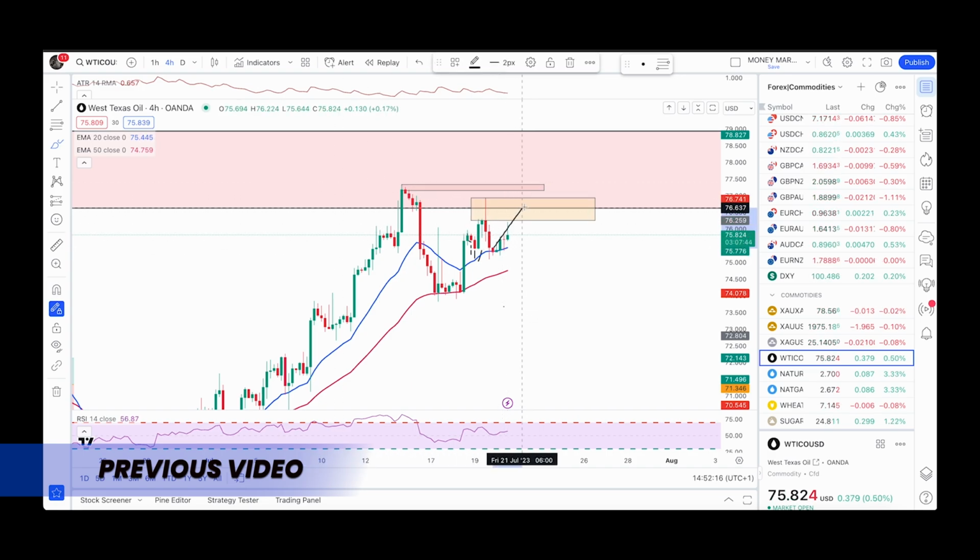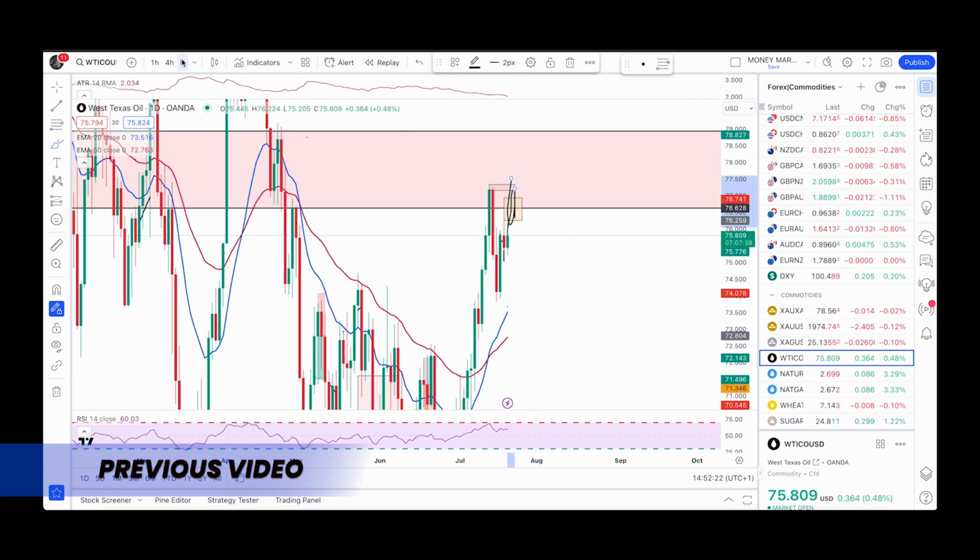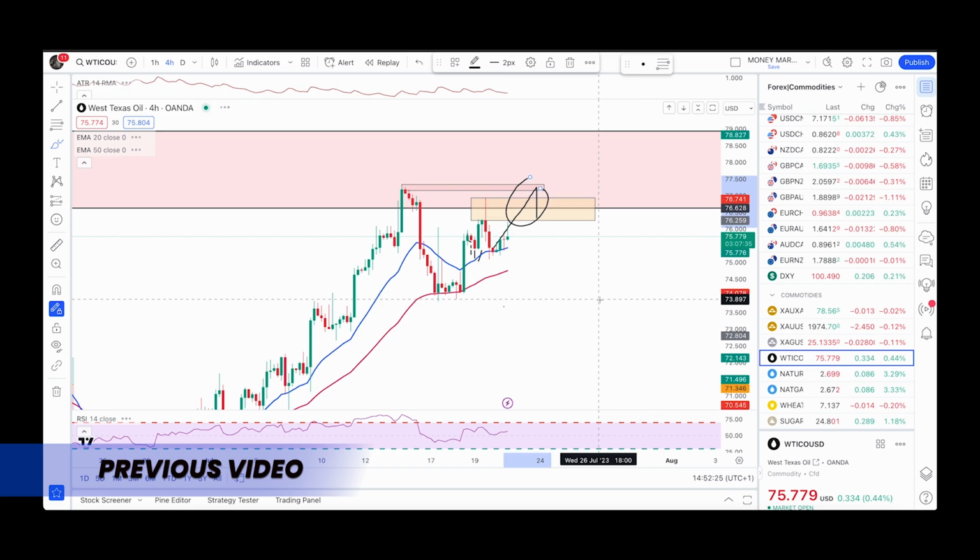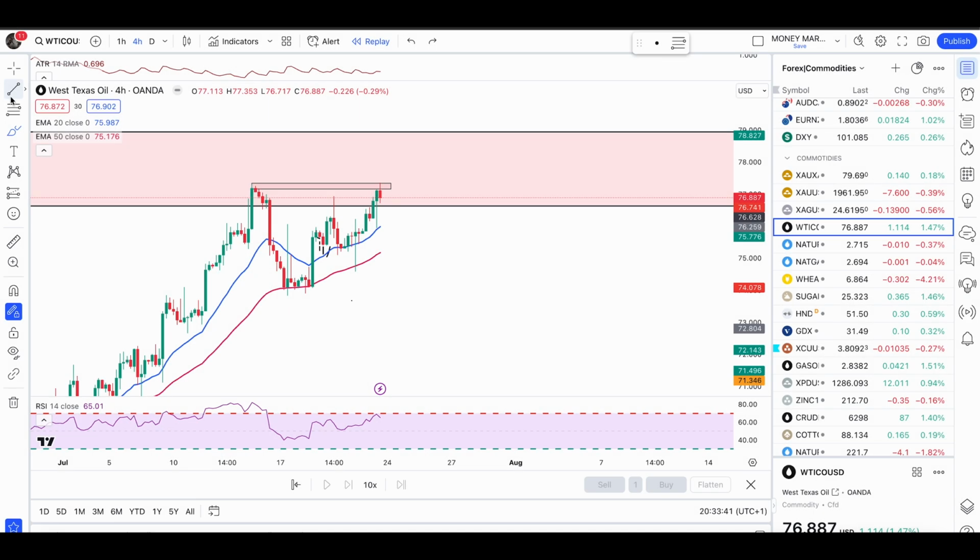Now if we have no condition here, price forms a pullback to the zone, then in that case we have a very good condition of double top on 4 hour and even on 1 hour, on daily time frame as well. So have these zones on your charts. Once we have the conditions, we are good to go short. Awesome. So what do we have?